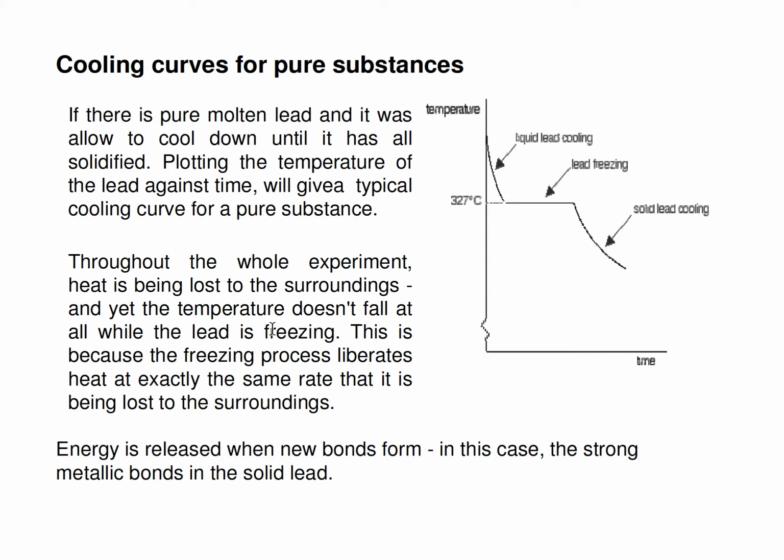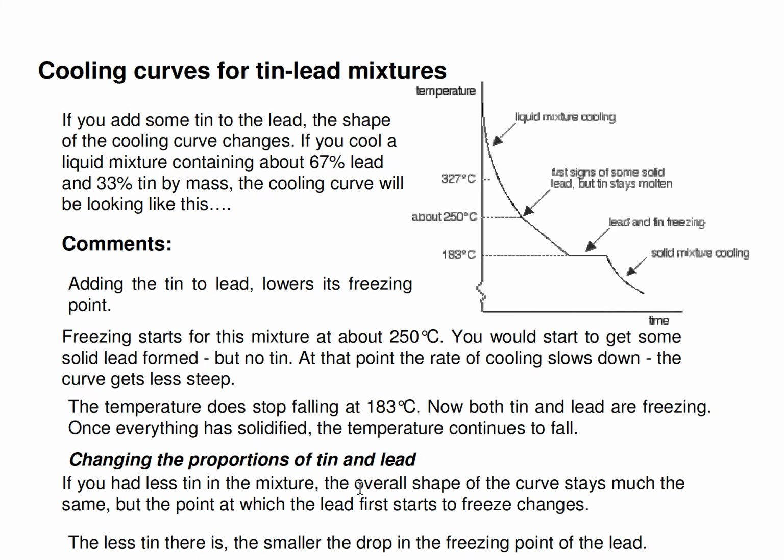Throughout the whole experiment, heat is being lost to surroundings and yet the temperature doesn't fall at all while the lead is freezing. This is because the freezing process liberates heat at exactly the same rate that is being lost to surroundings, whereby in this case energy is released when new bonds form. In this case also, the strong metallic bonds in the solid lead lattice.